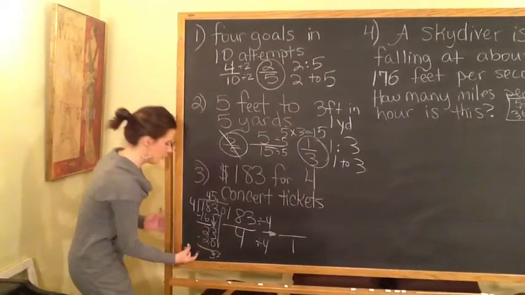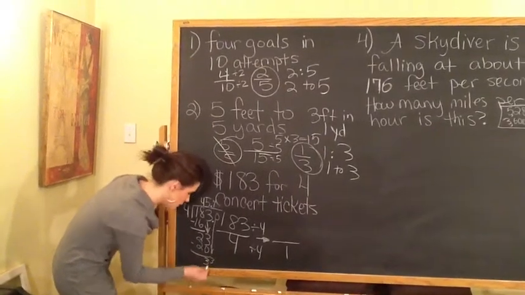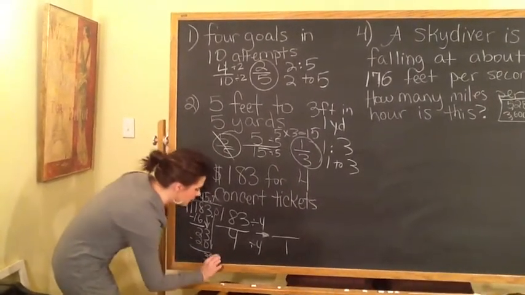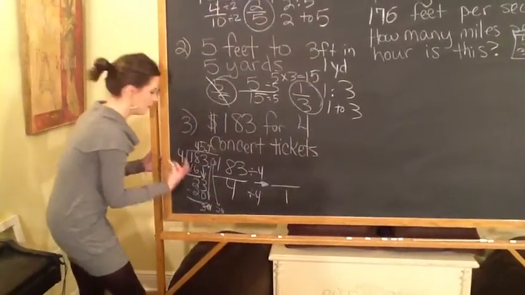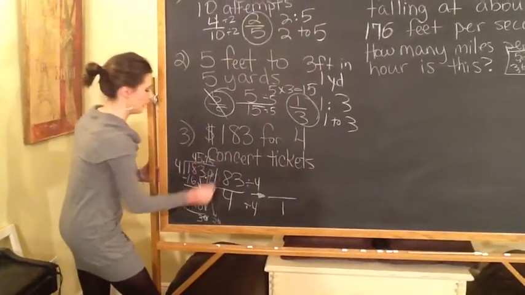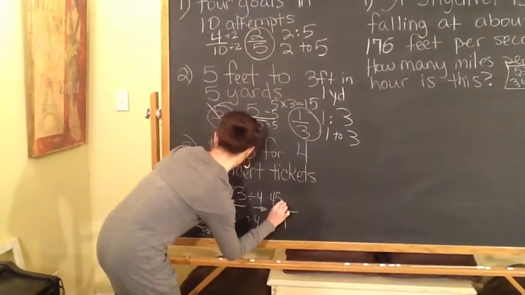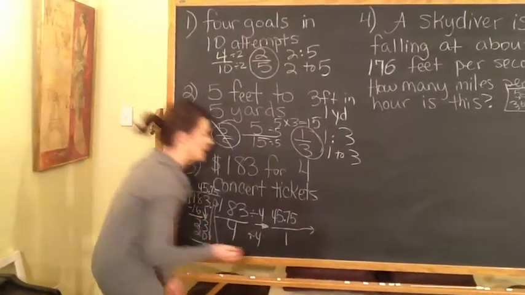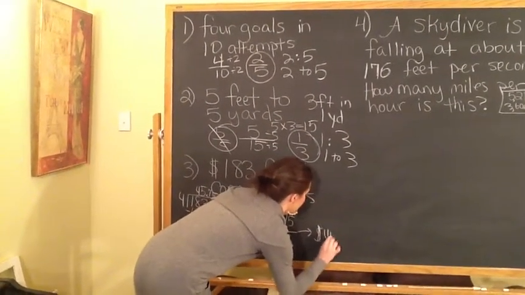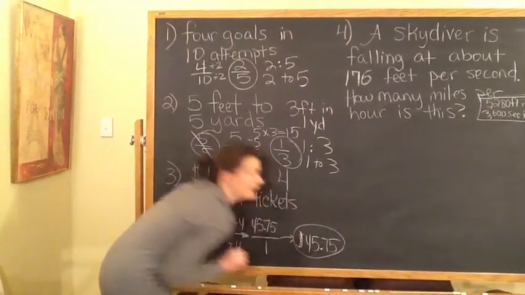How many times does 4 go into 30? It goes in 7 times. You're going to get 28. And then if you do 30 minus 28, you're going to get a remainder of 2. Bring down another 0. And now we have 20. How many times does 4 go into 20? It goes in 5 times. So basically we have 45 and 0.75, which tells us that for one ticket, it's $45.75. So that's our final answer.